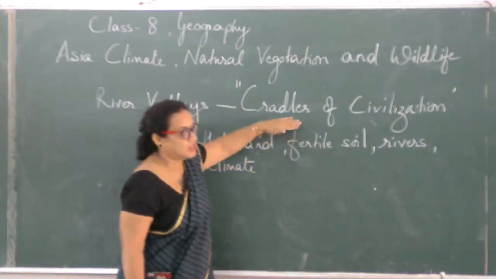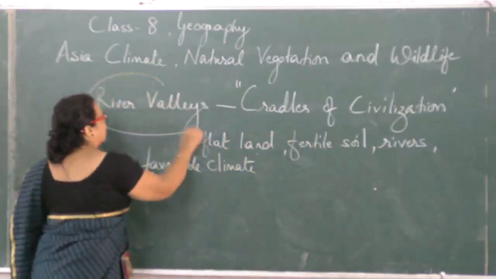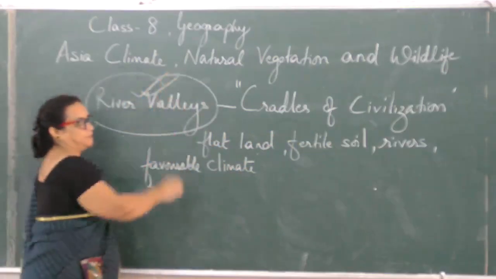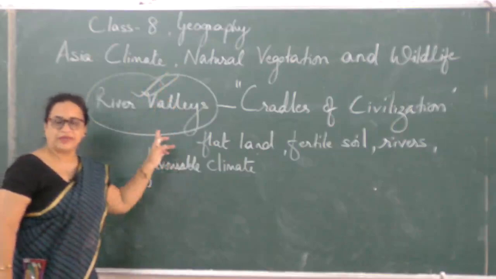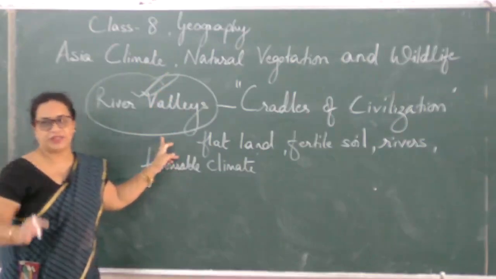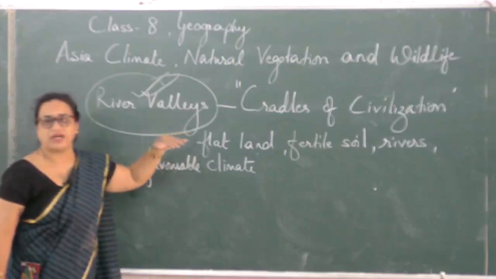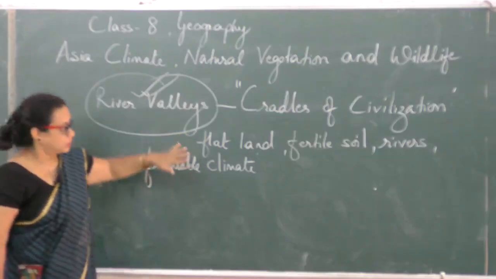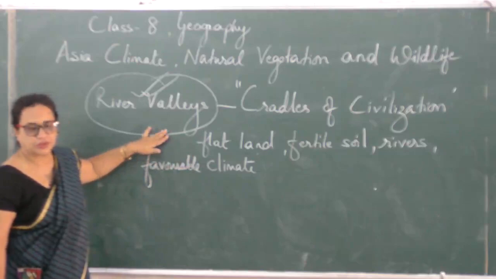And because of this, the river valleys are very, very important. All the big river valleys in Asia, the biggest in the world, are found in Asia. That is why we have such a vast population. Clear? So this is an important term which you should know.